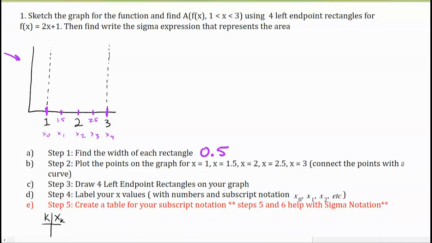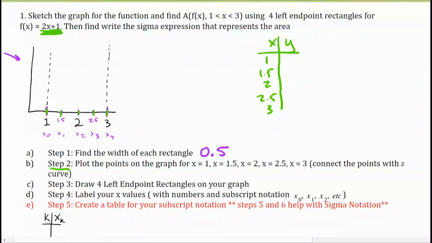Second part, plot the points on the graph for 1, 1.5, 2, 2.5, and 3. That's just all these x values down here that we created with my width. So step 2 is to plot those points. If you like tables, great. For example, if we're plugging in all these x values, we're going to get y values, and I'm plugging them into the equation that we were given. So when I have 1, 1.5, 2, 2.5, and 3, I'm plugging those values into 2x plus 1.